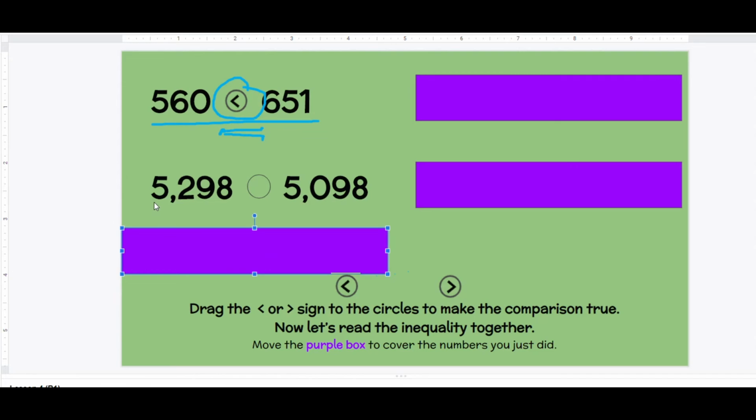Class, read it with me. 5,298 compared to 5,098. Class, is it greater than or less than? Class, greater than. And we can go through the same process. You just want to keep it as choral responding as possible, everyone reading numbers, and then you could turn it into a number talk at the end. Choose one of them and have kids defend why that's true. Why? How do we know that 5,298 is greater than 5,098? We're not going to do it for each one of these, but it's definitely something that we can do to build some more flexibility and reasoning skills.